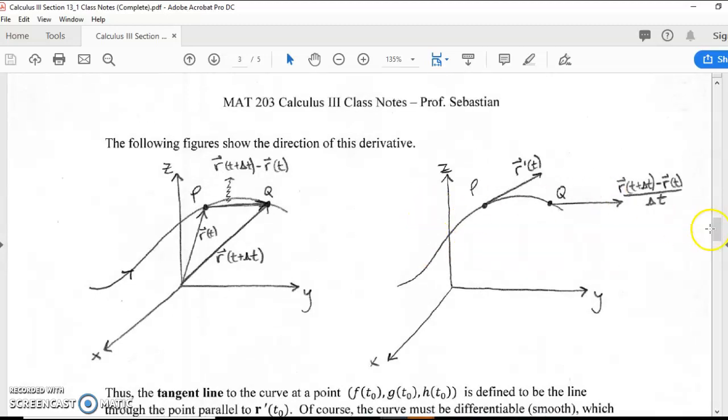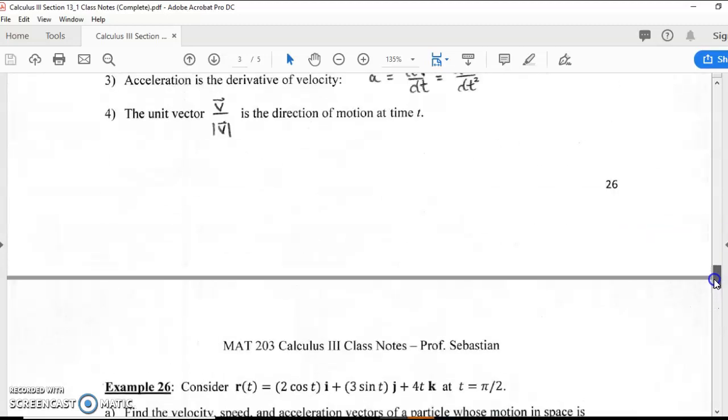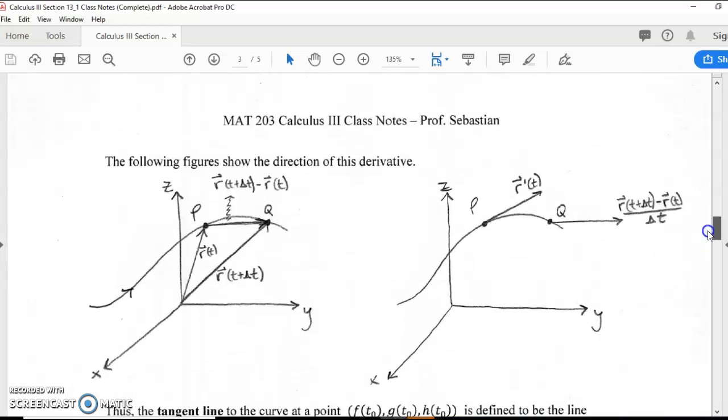Okay, hi again everyone. We are now on page 26, and this is video example 26C of our Calculus 3 class notes. We just got done on the last page understanding how to take the derivative of a vector valued function, and in these figures, I was just trying to show you graphically what is going on.